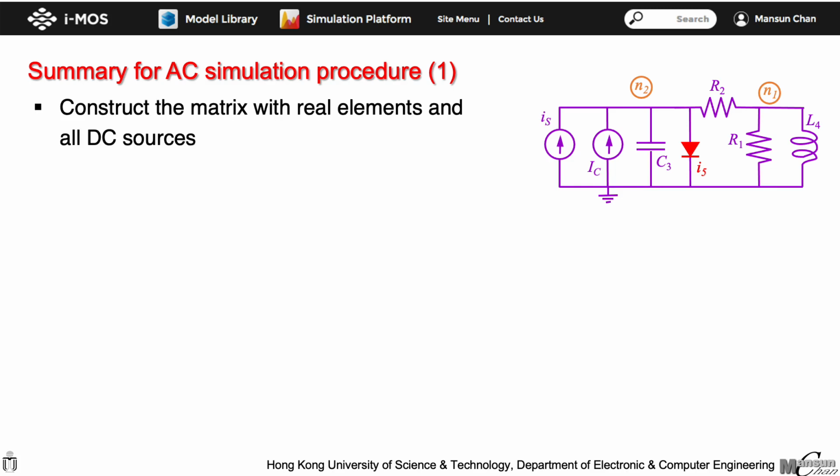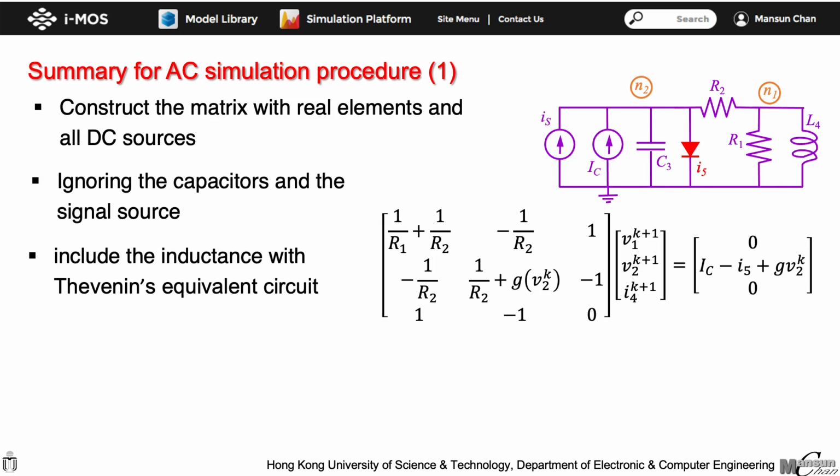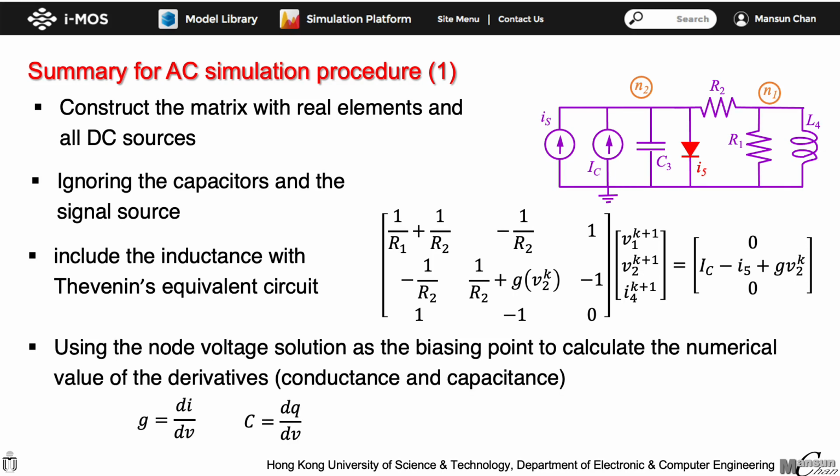First, we construct the circuit matrix with all DC sources and resistive elements. The capacitive elements can be ignored by treating them as open circuit with omega equal to 0. The signal source can also be ignored at this time. Then, add the inductor with its Thevenin's equivalent circuit, but set omega equal to 0. After that, solve these matrix equations by iteration. Once the solution is found, calculate the conductance and capacitance of the nonlinear elements as the current and charge derivatives at the biasing point respectively.